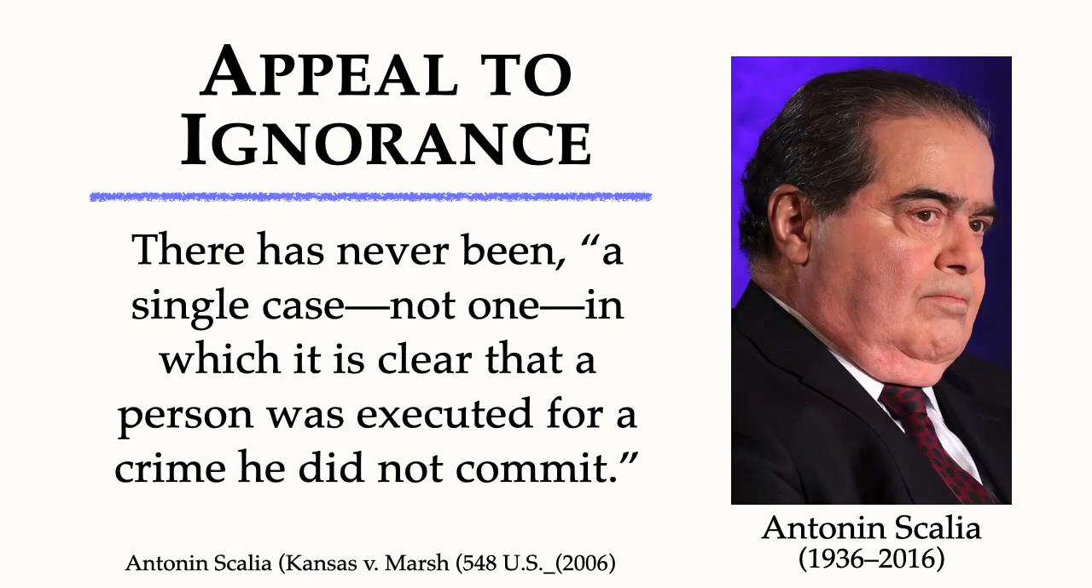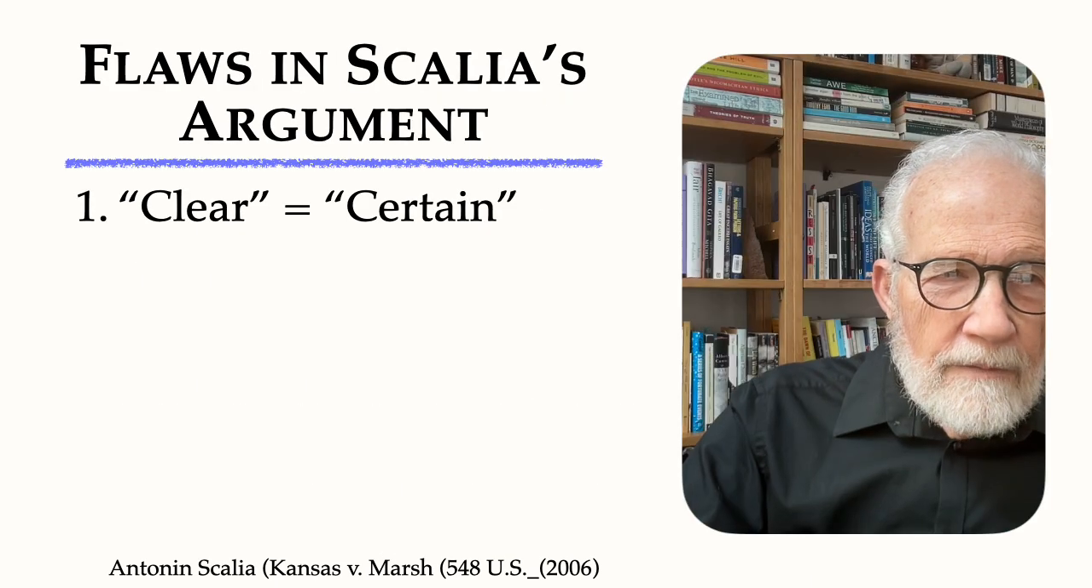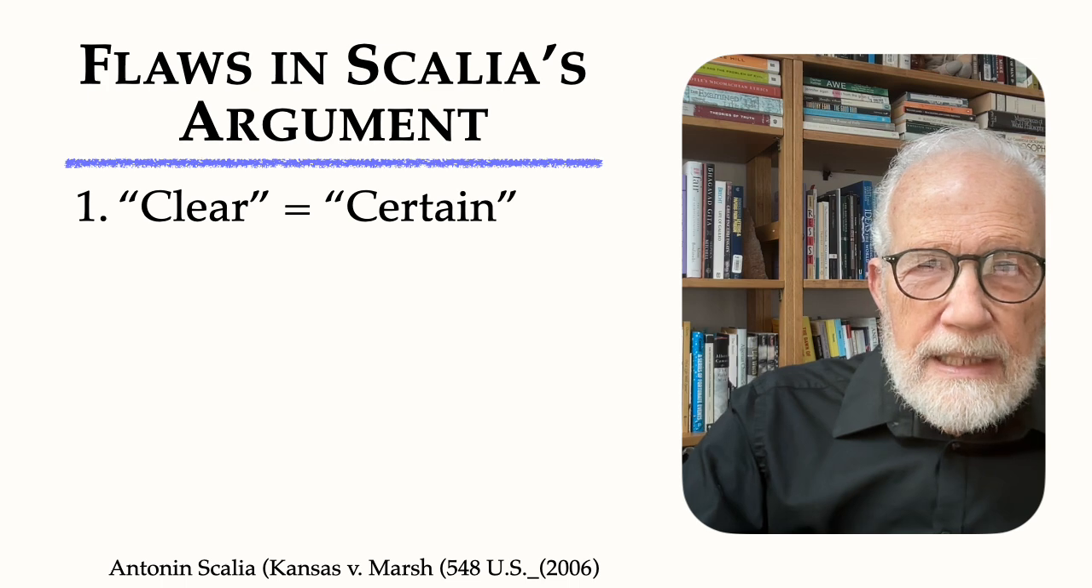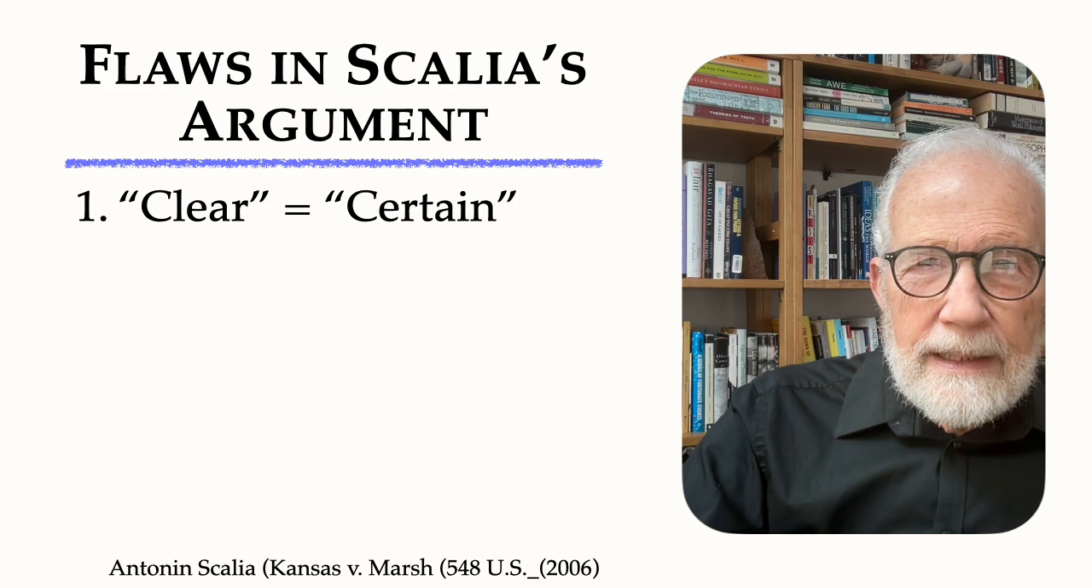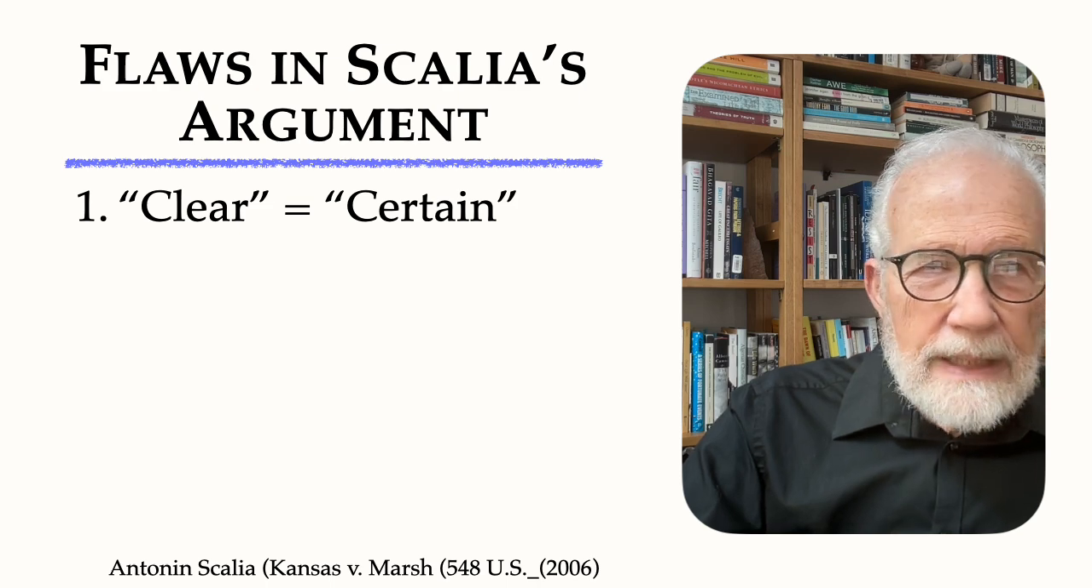Another example from a non-scientific perspective is what Antonin Scalia said about executing the innocent. He said, there's never been a single case, not one, in which it is clear that a person was executed for a crime he did not commit. Now, this is absurd on so many levels, it's hard to know where to start. First of all, when he says it is clear, he seems to be saying certain. But that's an impossible standard to ever meet. It isn't absolutely certain that Scalia never committed murder.